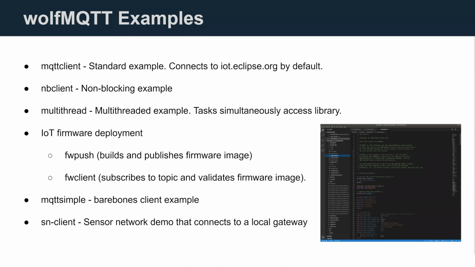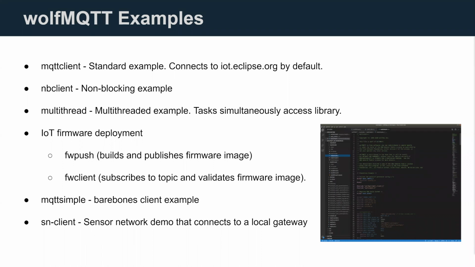The firmware example is pretty nifty. It has two parts. The first, FW push, uses wolfSSL to build a hashed and signed firmware image and publish it to the broker. The second part, the FW client, is subscribed to that same topic and is waiting for the firmware to be published. When it receives the firmware message, the image is unpacked and verified. So basically all those steps you would use if you're going to update some client device.